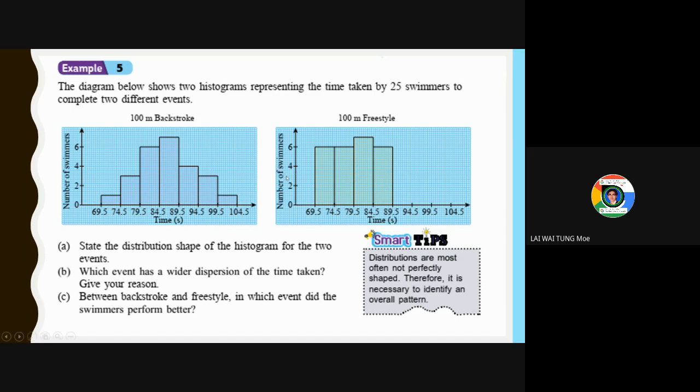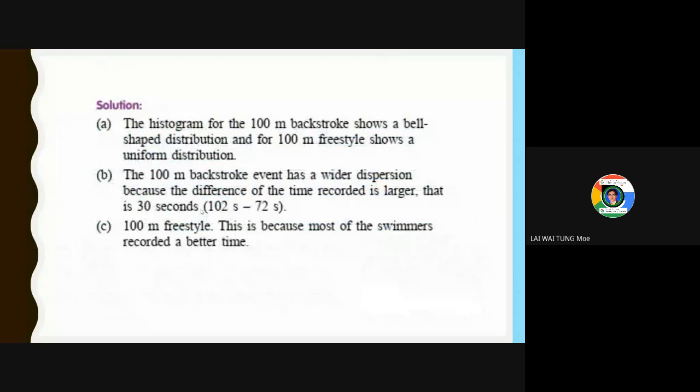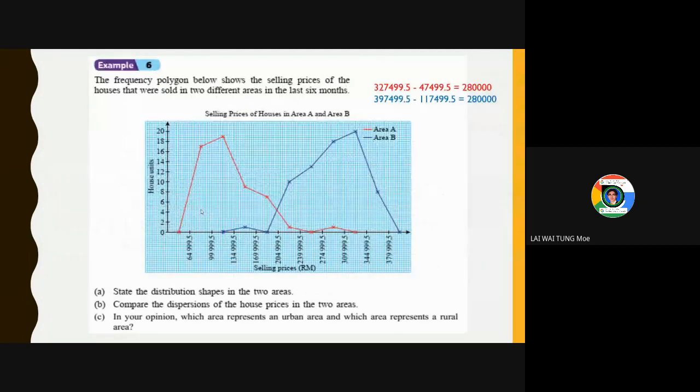This is very logical thinking. Just look at the graph, look at the event, what kind of event is that? And then look at the histogram, look at the data, and you will find the answer. So this just tests your observation. Okay, so this is the answer. And we look at another example.